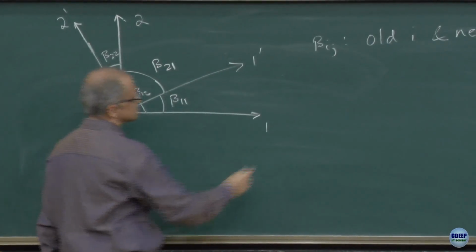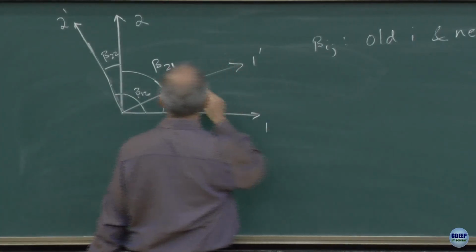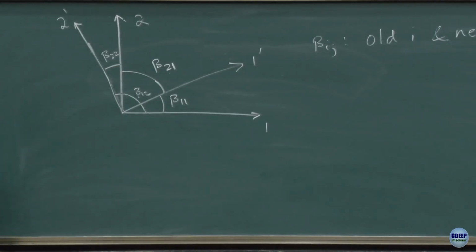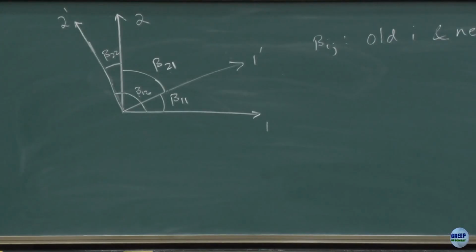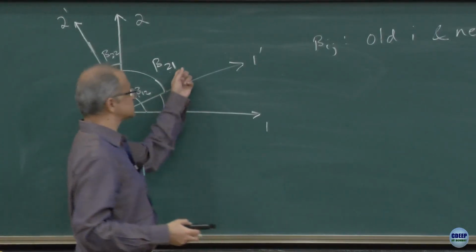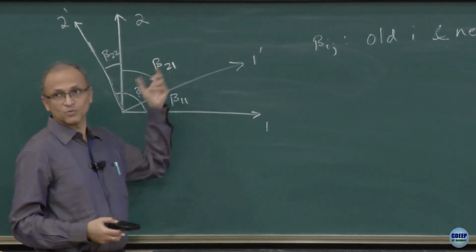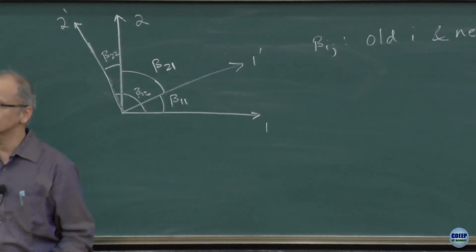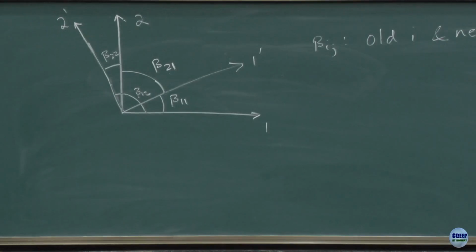Sometimes people ask, why are you not putting 2,1 prime? We are not putting the prime because it is understood that we are denoting new with a prime. So when you say the angle between old i and new j, the second index already corresponds to the new coordinate system, that is, after transformation, after rotation, the coordinate system that we are looking at.